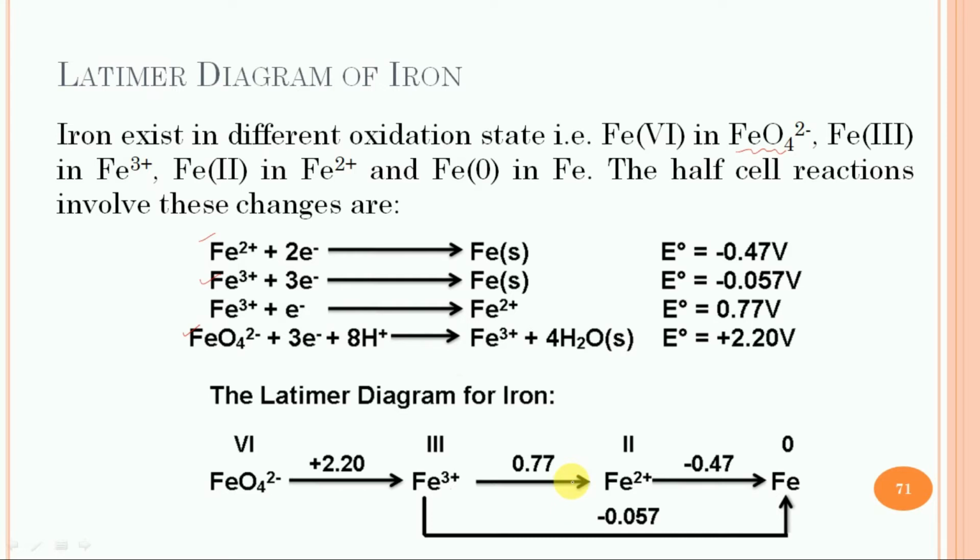This Latimer diagram predicts the redox behavior of the species in half reactions. The high positive value between the ferrate ion and iron 3 plus indicates that the ferrate ion can be easily reduced, and therefore it acts as a strong oxidizing agent. On the other hand, a negative value of reduction potential between species indicates that the species on the right is a strong reducing agent.